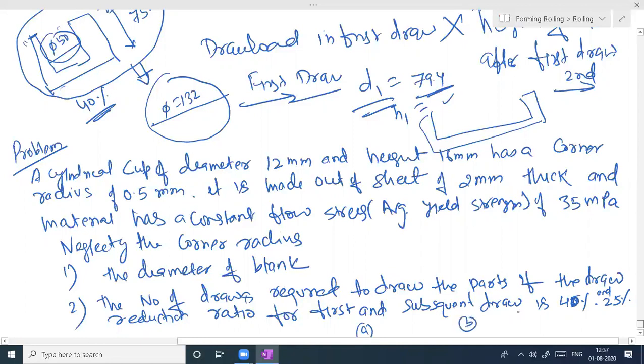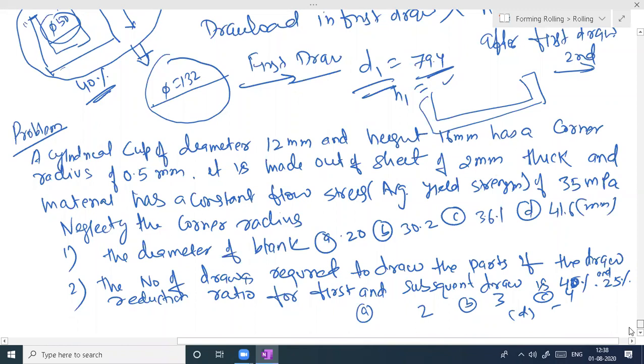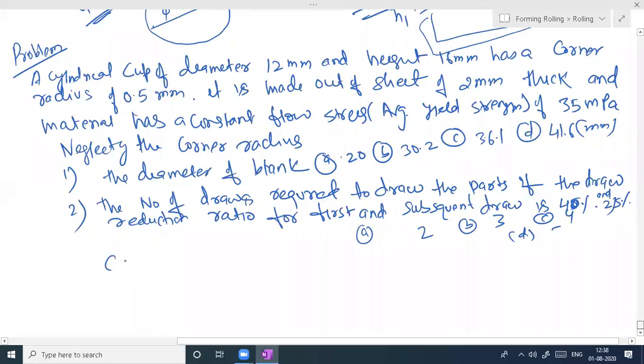Option A is 1, B, C, 2, 3, 4, and D is your 5. And here options for the blank diameter are: option A is 20, option B is 30.2, option C is 36.1, option D is 41.6, all in millimeters. Also, take C equal to 0.